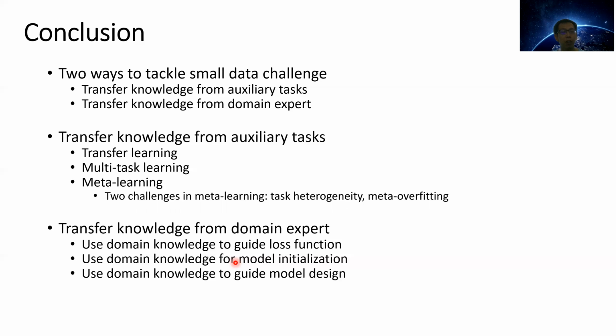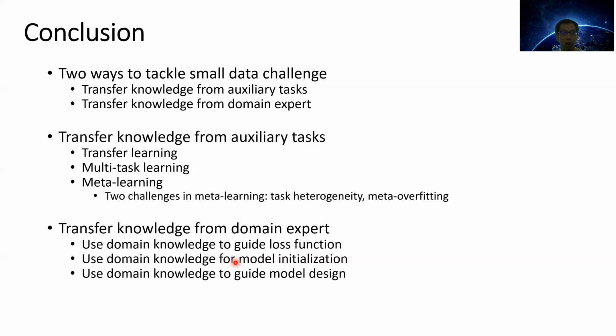And in particular, the approaches covered in this tutorial can mainly fall into two categories. One is to transfer knowledge from auxiliary tasks, and the other is to transfer knowledge from domain experts. Basically, the idea is quite simple. If we don't have sufficient information from our training data, then we have to take it from somewhere else, either from auxiliary relevant tasks, or from some accumulated knowledge in specific domains.